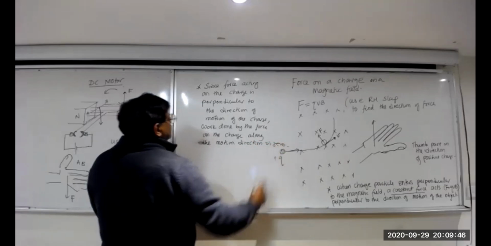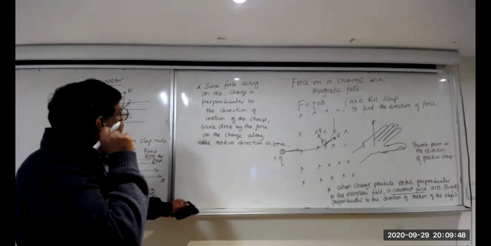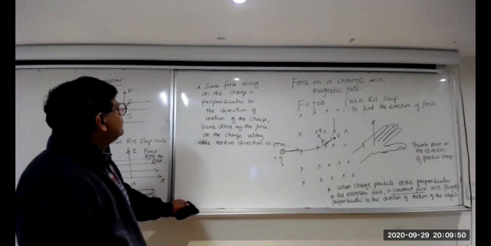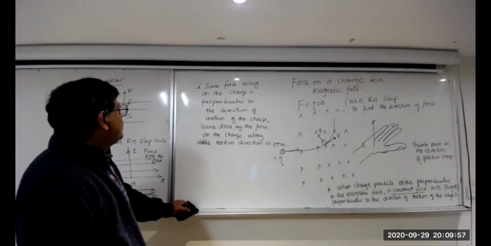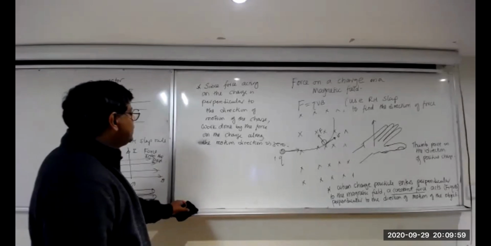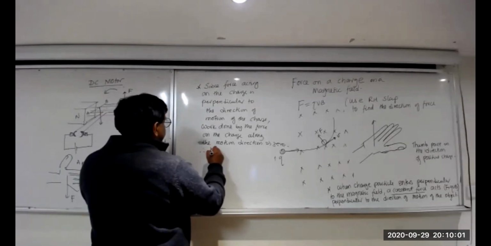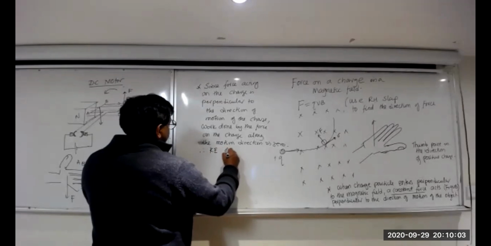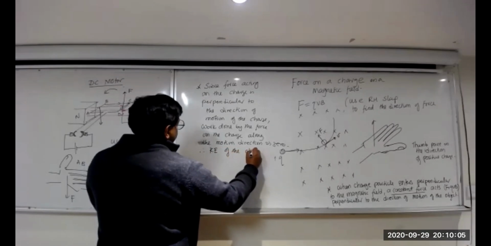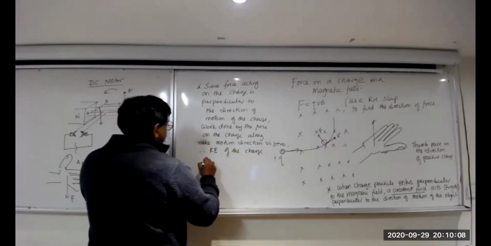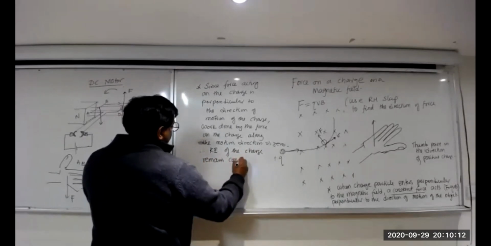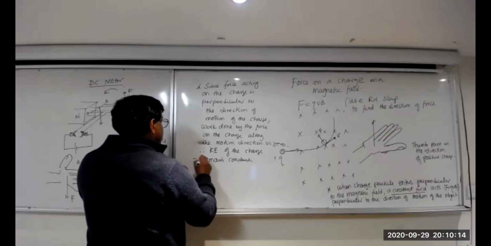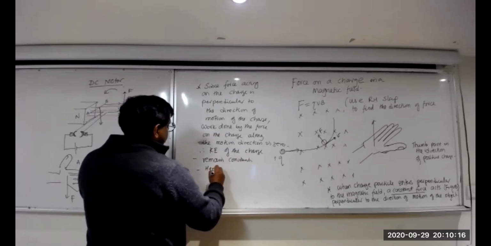Motion direction is zero. The work done by the force on the charge along the direction of motion is zero. Therefore, the kinetic energy remains constant. The speed remains constant, not the velocity.